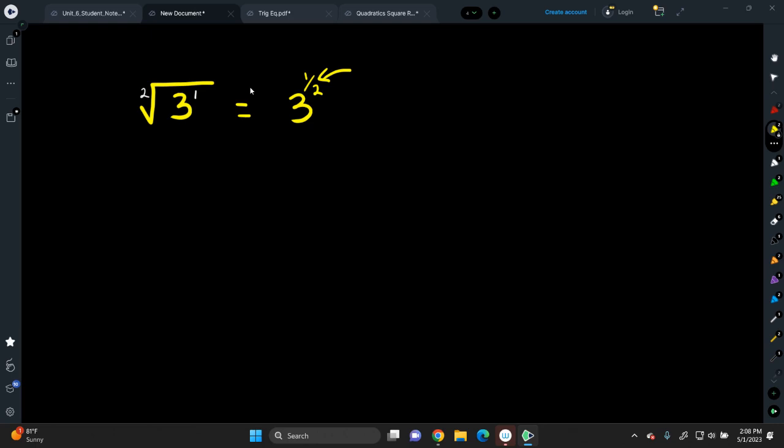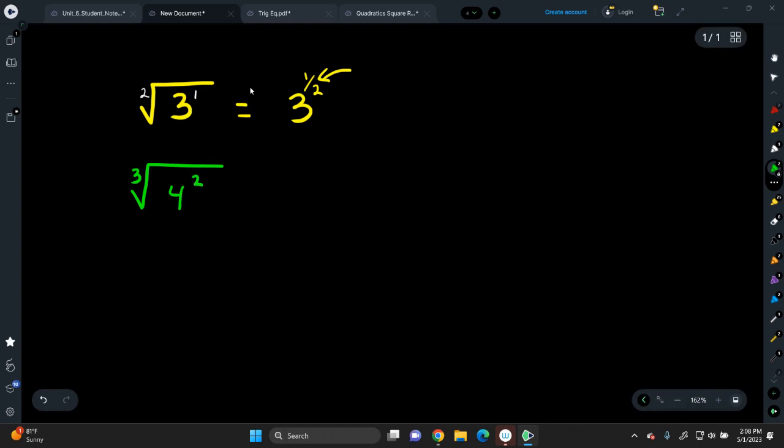Okay, anytime you see an exponent of 1/2, that means square root. But what if I have something like this? Let's do the cube root of 4 to the second power. We're going to write this in exponential form. So it's going to be 4 to the power of, now look at the example we just did before. Where does this little exponent here go? On the top. And where's the number outside go? On the bottom. And we're done.